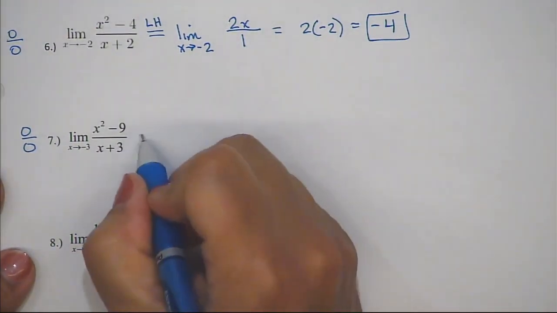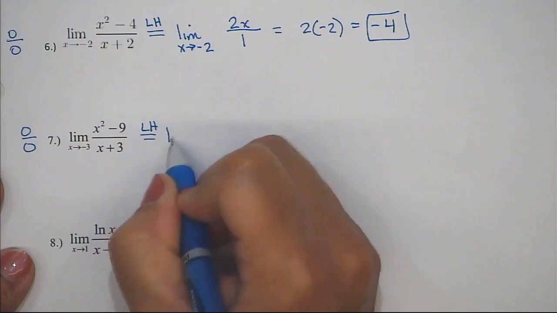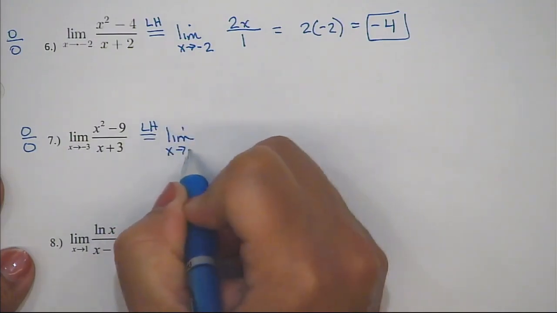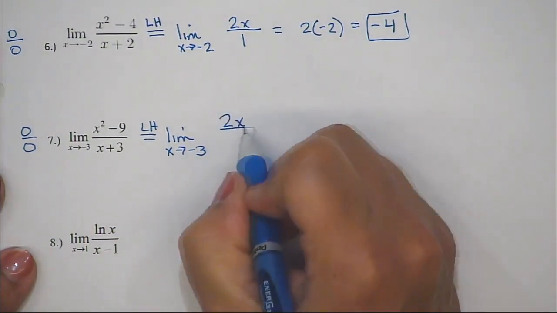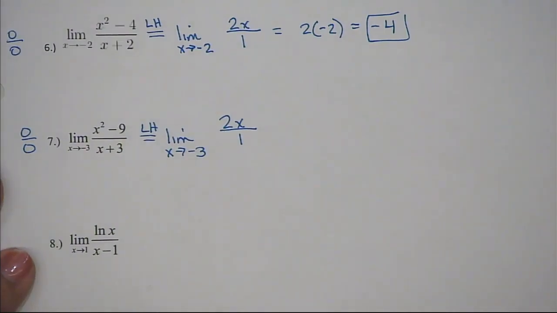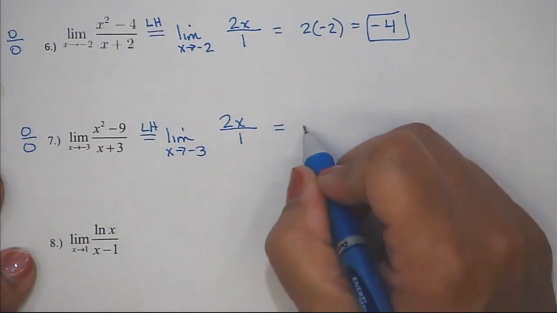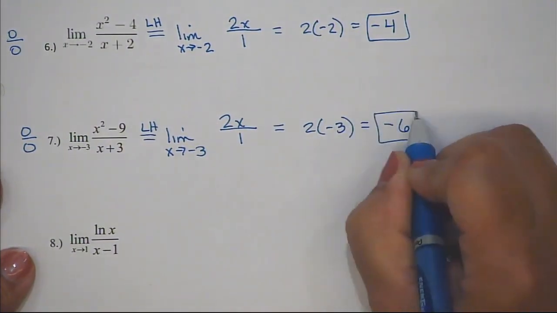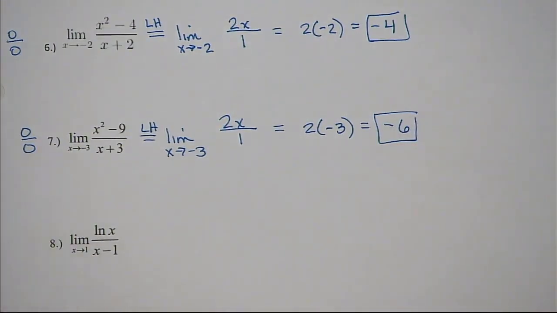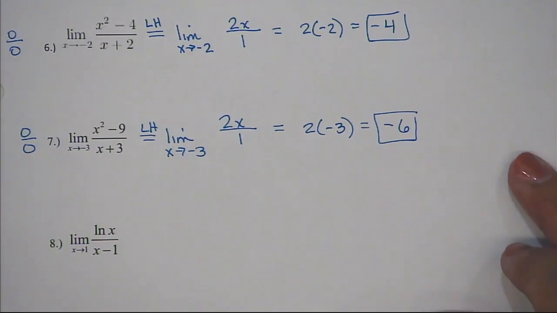All right, so since I have it, I'm going to do my derivatives, L'Hopital's rule. Limit as x approaches -3. So the derivative of the top is 2x. Derivative of the bottom is 1 again. So now we can plug in -3 into our limit problem, and we end up with -6. Okay? So for a lot of you, you like this better, because you're maybe not so good at factoring or whatever, but it's just another method to do it.